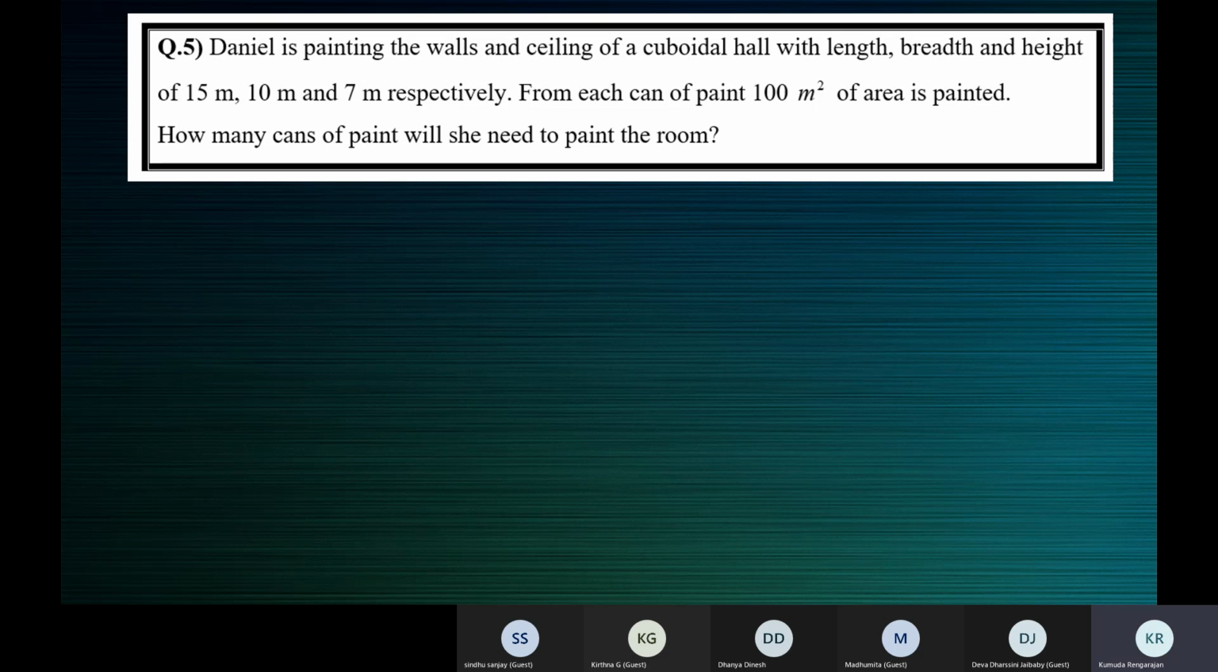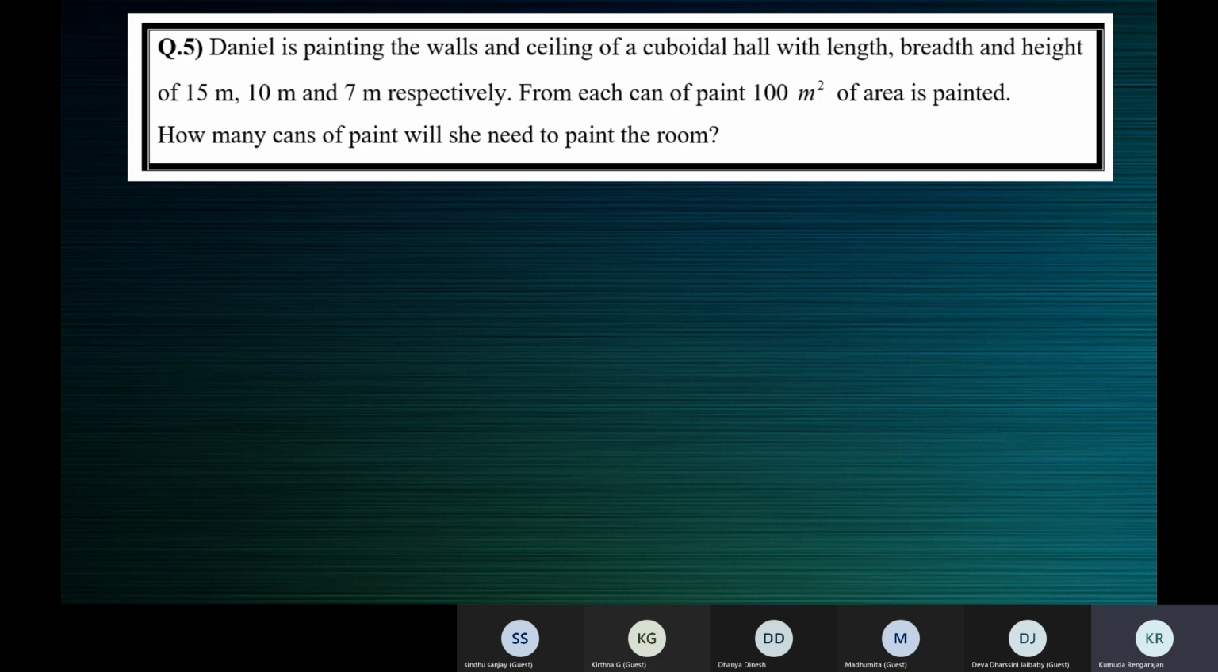Daniel is painting the walls. So walls meaning the 4 walls. That is a curved surface area. Daniel is painting the walls. That means a curved surface area. And the ceiling, the area of the top. 4 walls means, I told you the other day, the curved surface area. Daniel is painting the curved surface area and the area of the top of a cuboidal hall, length, breadth, height given.